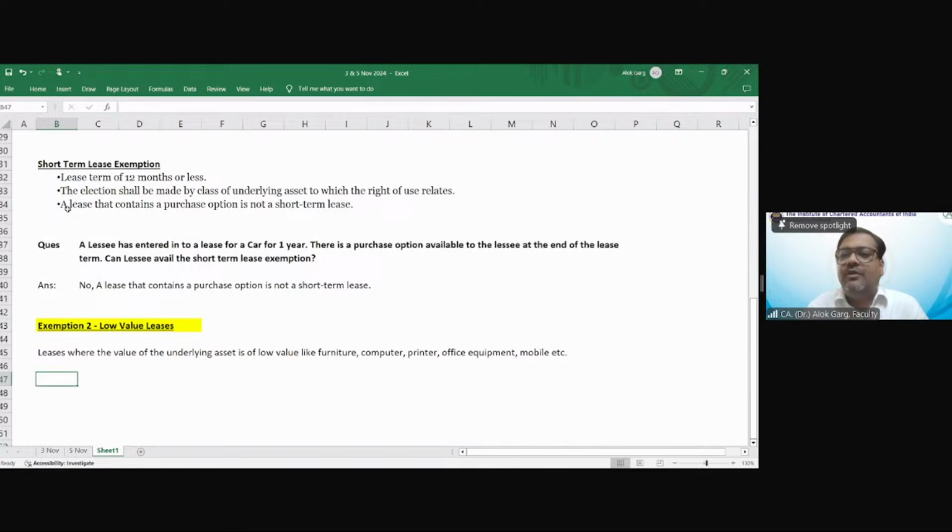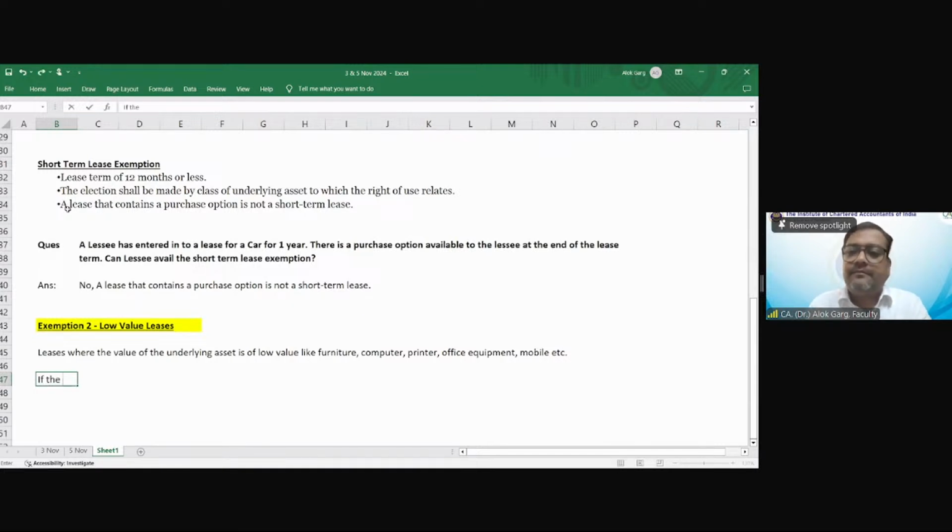What will be the value of the printer? 1 lakh rupees, 70,000 rupees. The value of furniture, computer, laptop, mobile, right? So these items can be considered for a low value leases exemption, right? Clear?